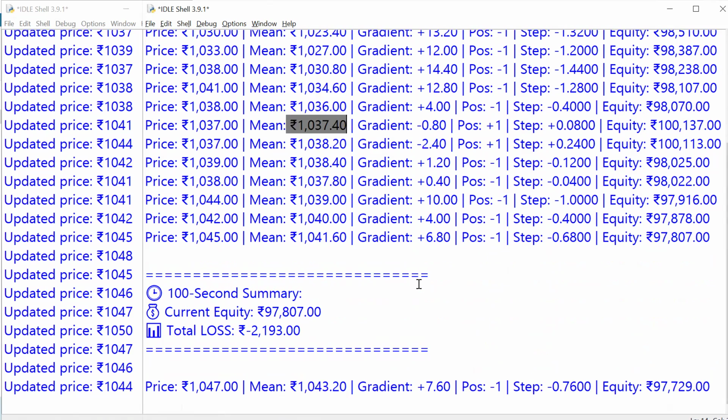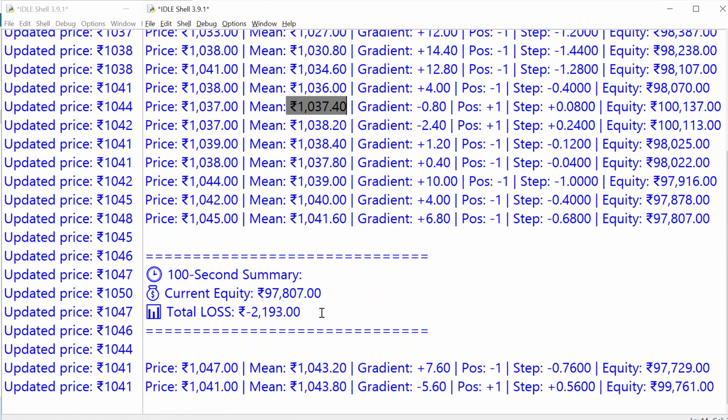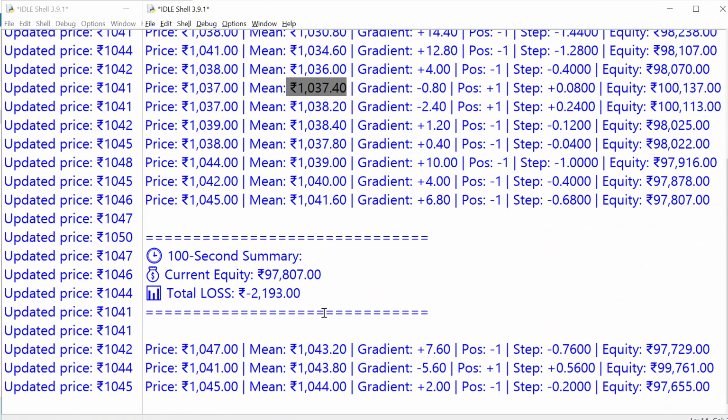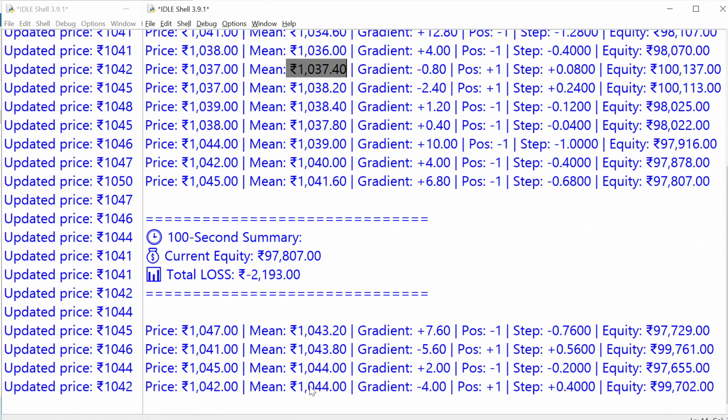See, market is going continuously up and we keep on selling the stock. That's why we are in the loss. Okay, so that's why we are in the loss. Now here also the price is going up continuously. We have the average mean price over here.